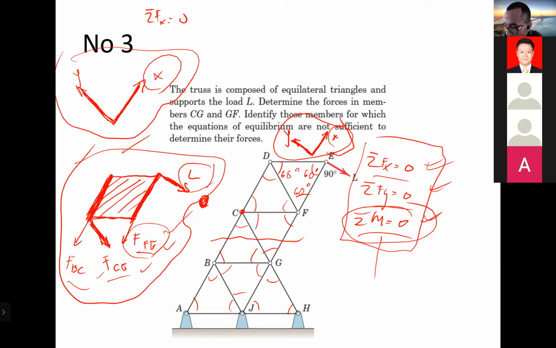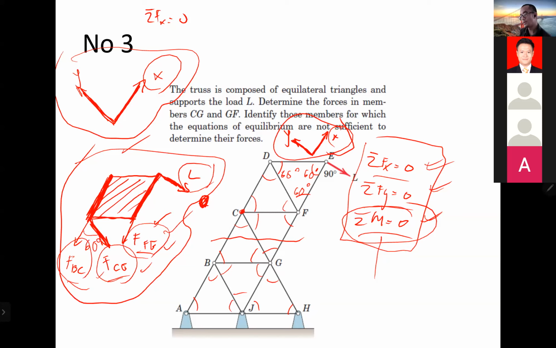Yes, sir. Okay, then FFG is going to the x direction. FBC is going to the x direction. So I must consider it. FCG is having a 60 degree angle to the x direction. So I must consider it as well, right? Sorry, this one is 60 degrees.